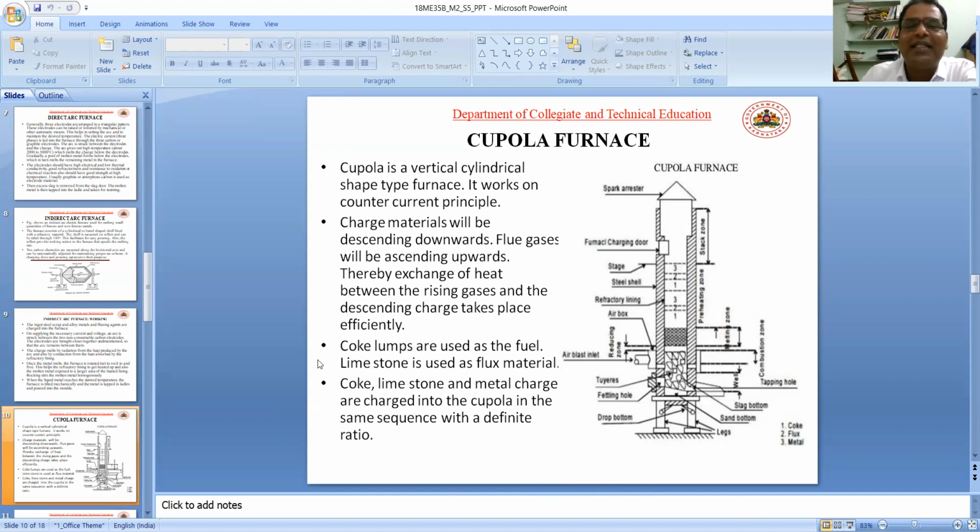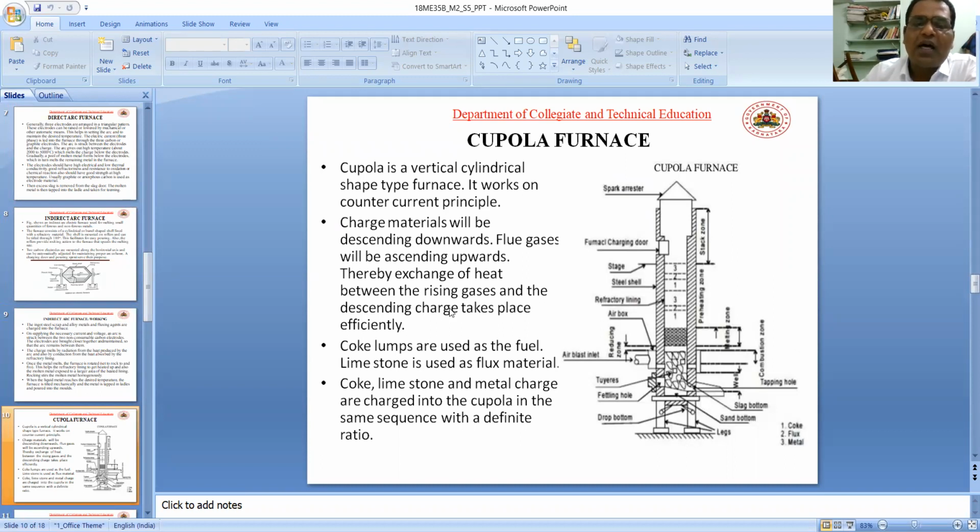Cupola is a vertical cylindrical shape type furnace. It works on the counter current principle. Charge material descends downwards and flue gases ascend upwards. Charge material comes downwards and hot gases move upwards, thereby exchange of heat between the rising gases and the descending charge takes place efficiently.